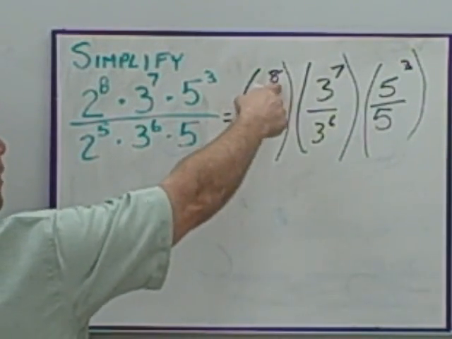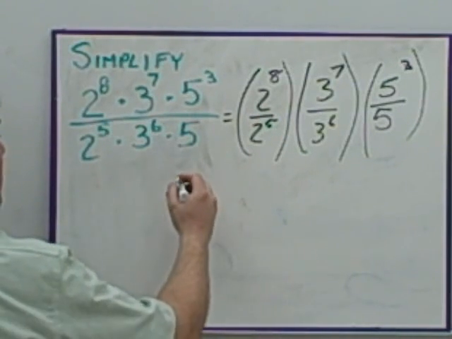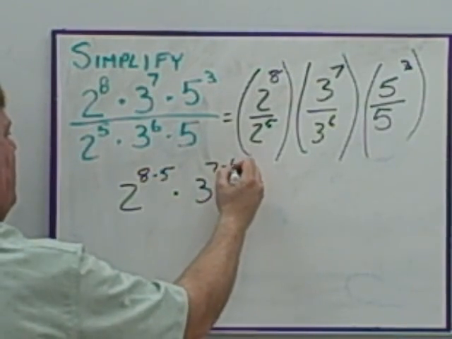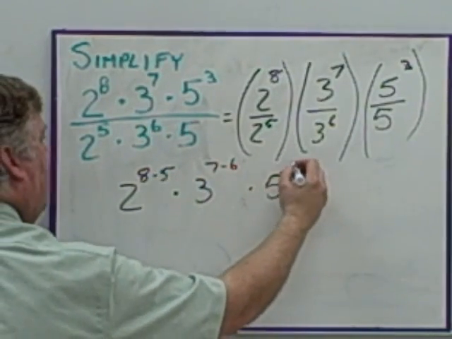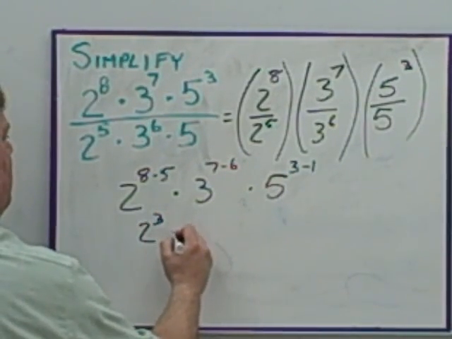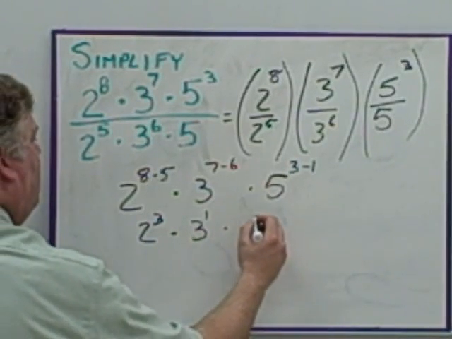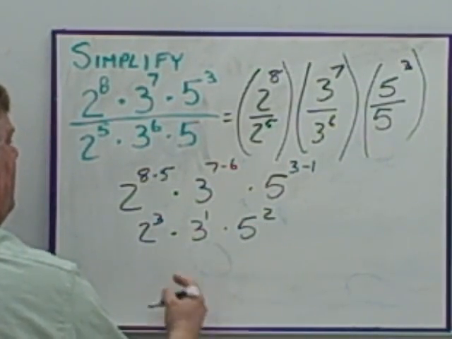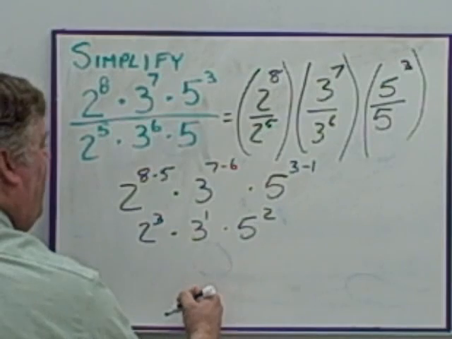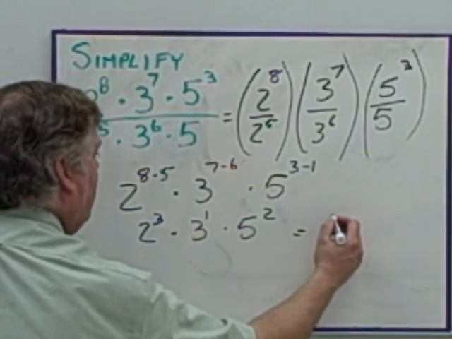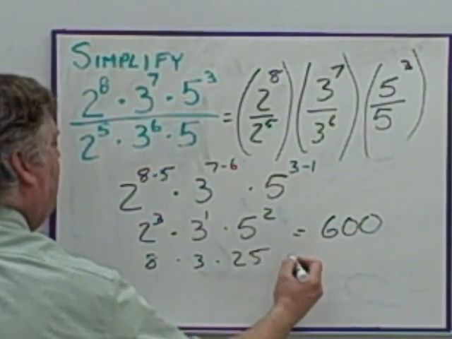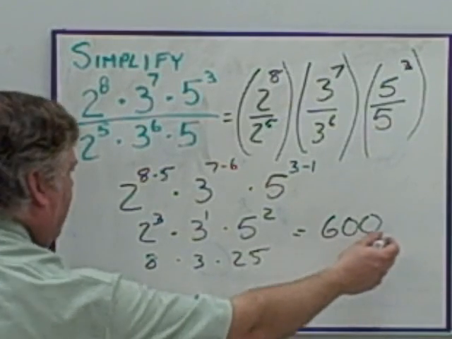Well, this is a subtraction problem. 8 minus 5 is going to give you 3. So you have 2 to the 8 minus 5 times 3 to the 7 minus 6 times 5 to the 3 minus 1, which is going to give you 2 to the 3rd times 3 to the 1 times 5 squared. That's 8 times 3, which is 24. 24 times 25, because 5 squared is 25, is going to give you 600. Again, that is 8 times 3 times 25, which is going to give you that 600 for your final answer there.